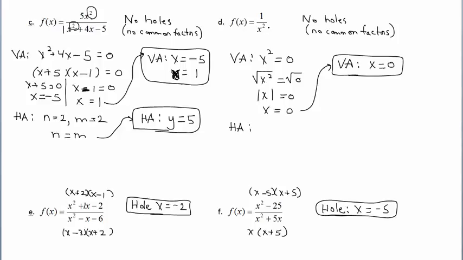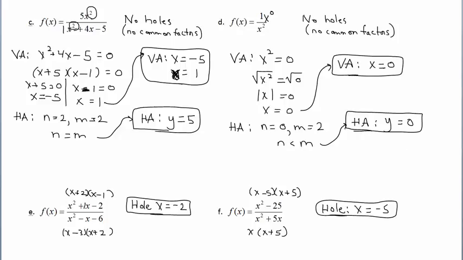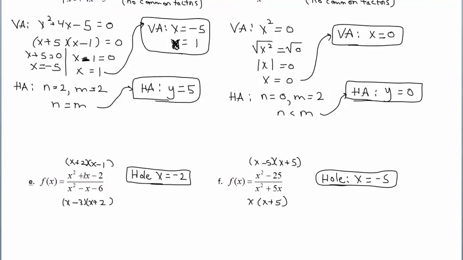Horizontal asymptote. All right, in the numerator, you can include x to the 0. So n is 0 and m is 2. The way these two compare, well, n must be less than m, I guess. Makes sense. So if you look at the other side, when the degree of the numerator is less than the degree of the denominator, we have a horizontal asymptote on the x-axis. And the equation for the x-axis is y equals 0.